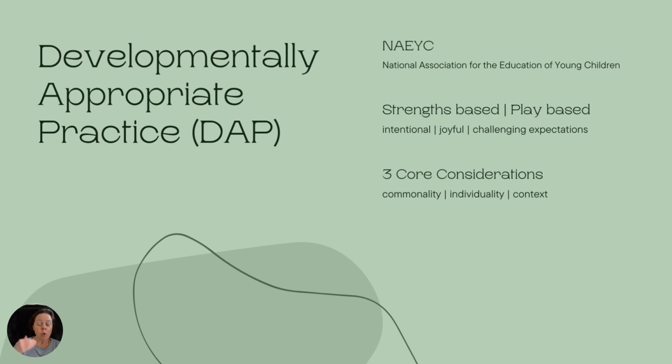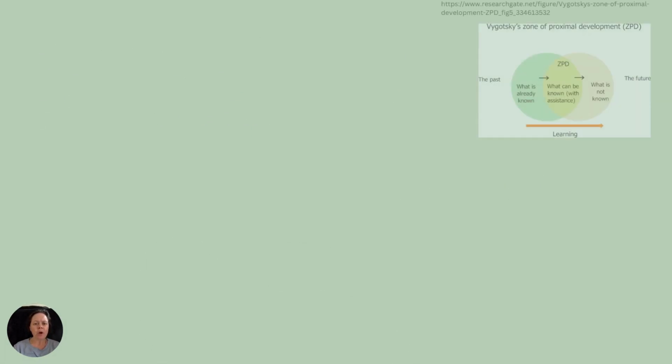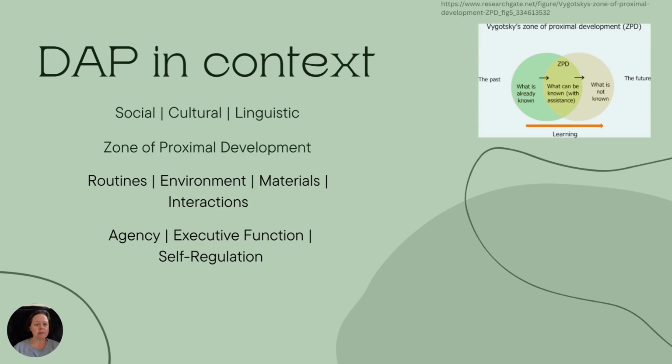What are their families? What are the languages spoken? What is their culture? What is the community culture that I live in? What is the community of our school or our child care center? All of that underpins how we meet the needs of the children that enter our classroom to ensure that we are looking for their strengths, that we are intentional, and that we are joyful in all interactions in our classroom.